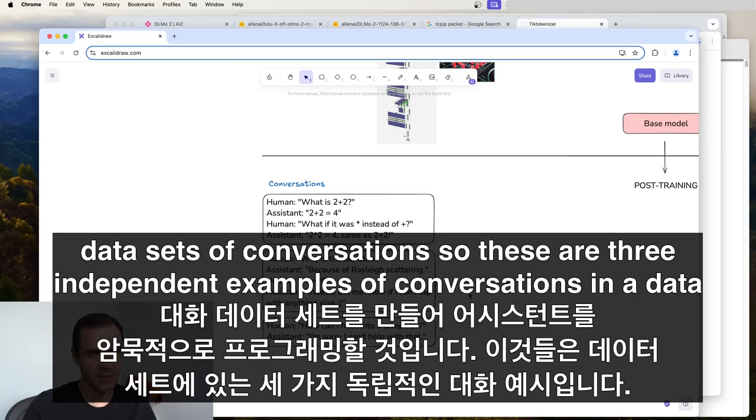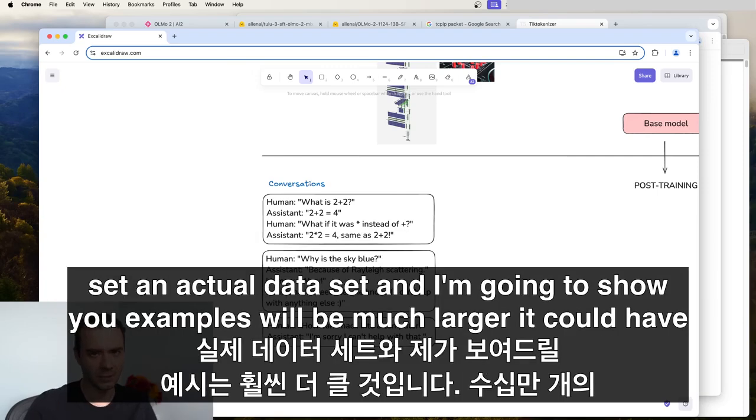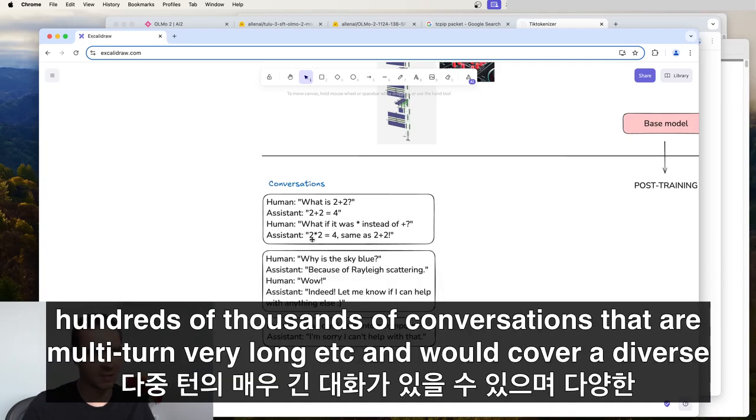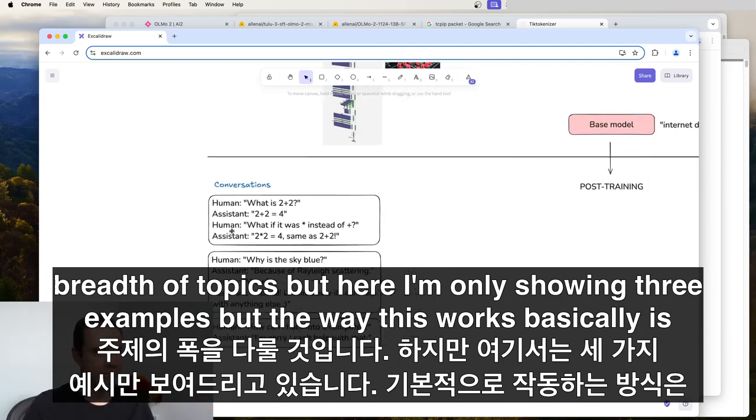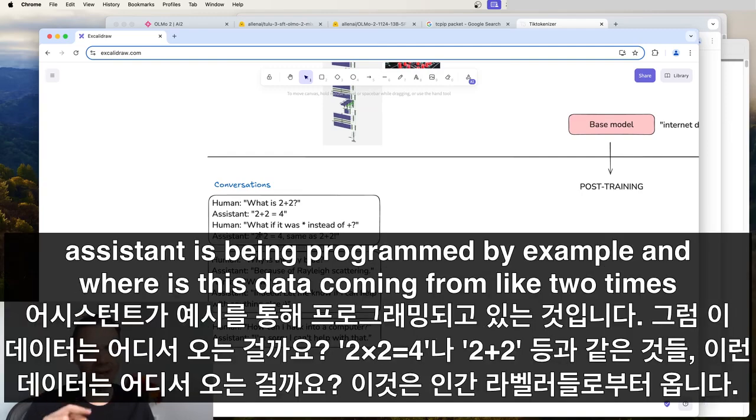So these are 3 independent examples of conversations in a dataset. An actual dataset, and I'm going to show you examples, will be much larger. It could have hundreds of thousands of conversations that are multi-turn, very long, etc., and would cover a diverse breadth of topics. But here I'm only showing 3 examples. The way this works, basically, is the assistant is being programmed by example.